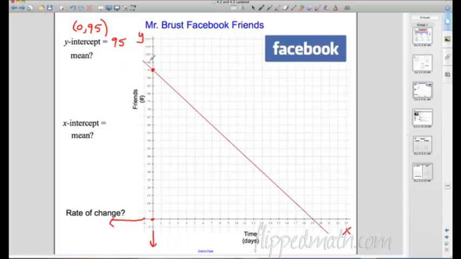What does it mean in this problem? It means that x is what? Time in days. So at day 0, how many friends do I have? So I start with 95 friends. So I'm pretty cool, I would say, virtually. Start with 95 friends.